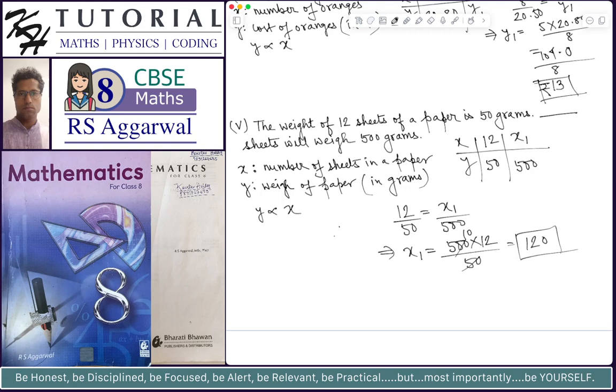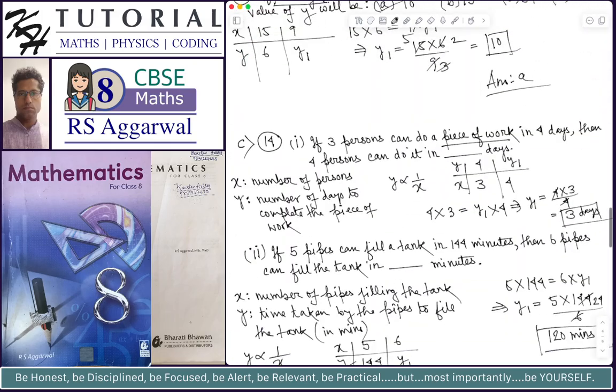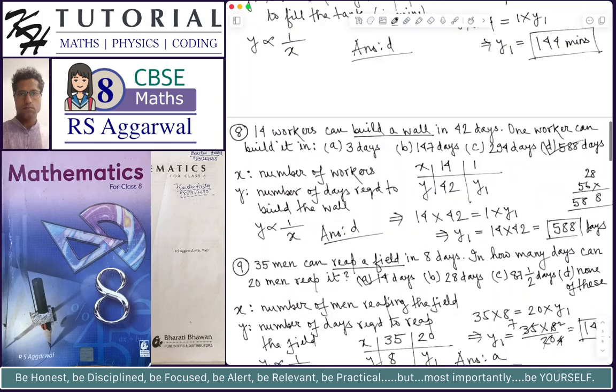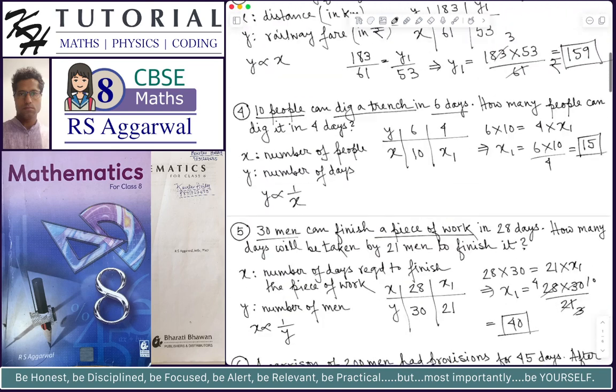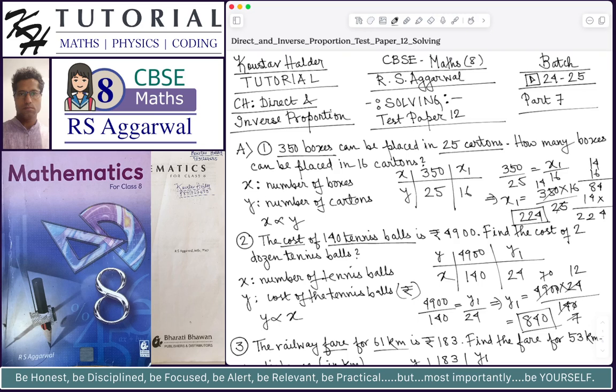Okay, so this brings to an end the solving of test paper 12 on the chapter of direct and inverse proportion given at the end of the textbook of author R.S. Aggarwal. These questions were not hard, but they are based on fundamental concepts. By solving this test paper, you can evaluate whether your fundamental concepts are clear or not.